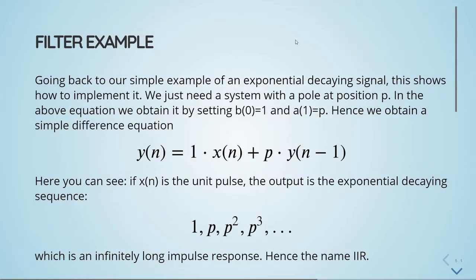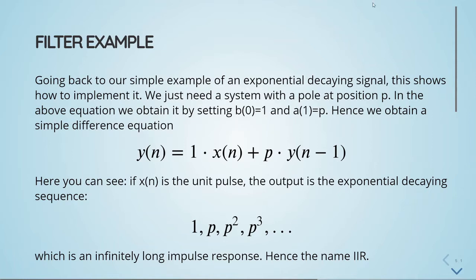Now let's take a look into an example. So if we go back to our simple example of an exponential decay signal, now we'll show how to implement it. We'll just need a system with a pole at the position P.